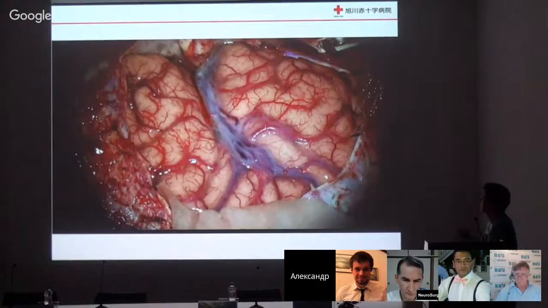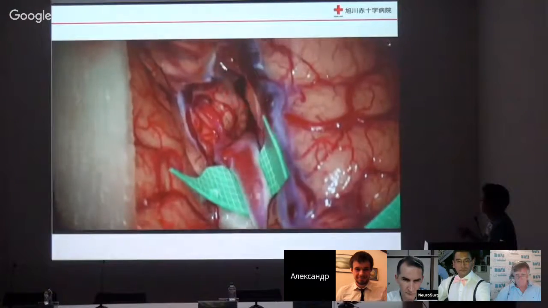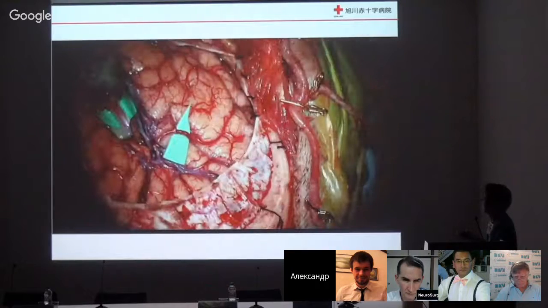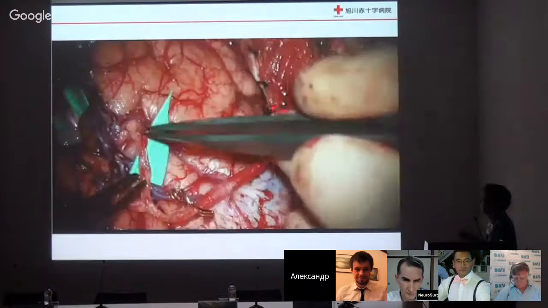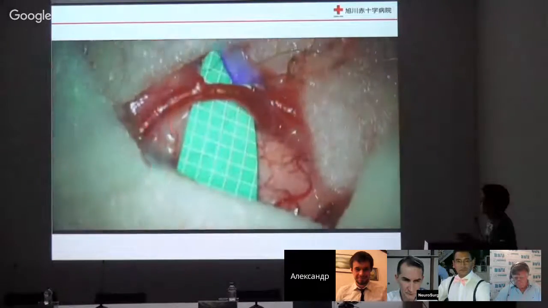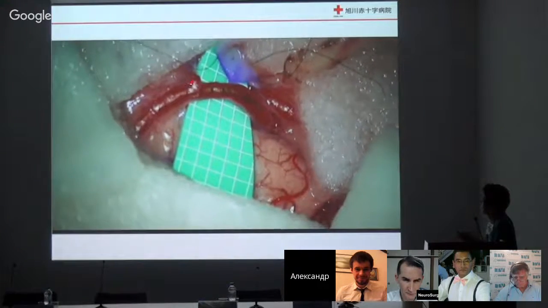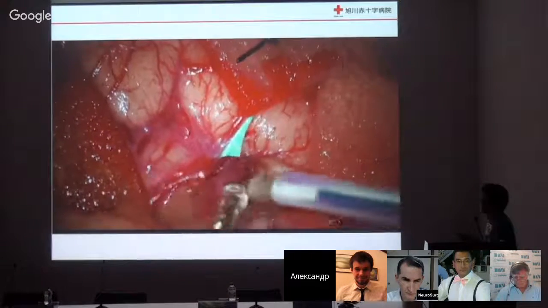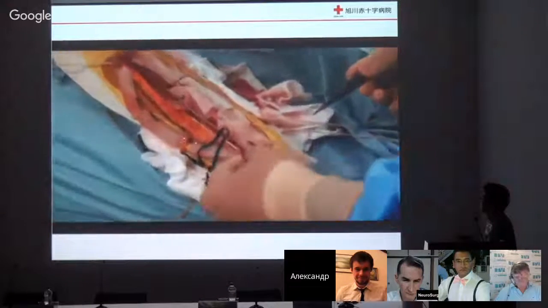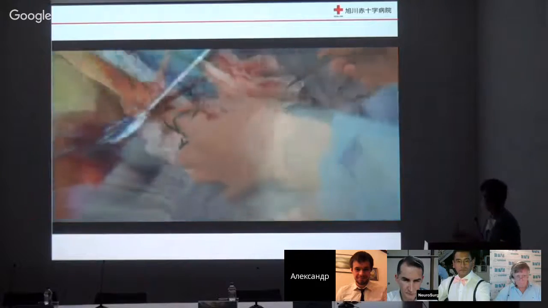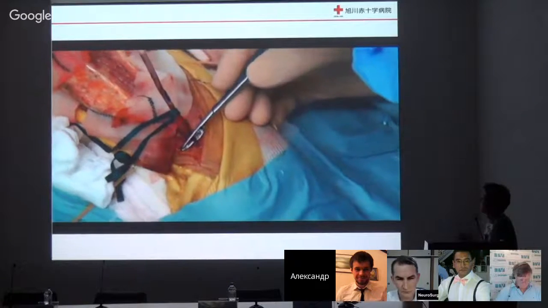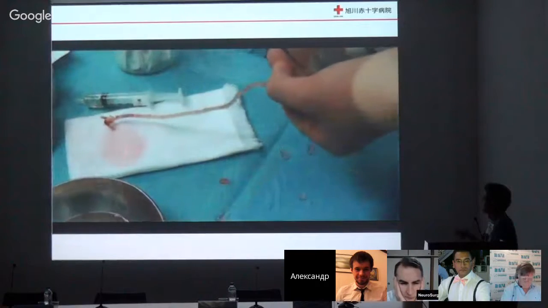Okay, open dura, split Sylvian fissure. This is the M2 recipient for the radial artery. This is the recipient for STA. First we perform the STA-M4 bypass. Okay, never take the radial artery just before anastomosis. Now take the radial artery.